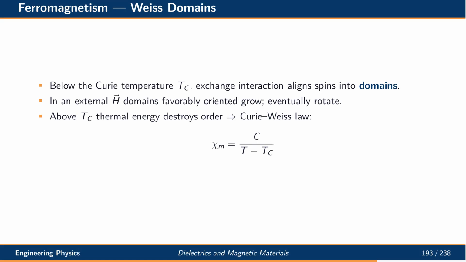below the Curie temperature. The exchange interaction in ferromagnets aligns electron spins into regions called domains. Within each domain, magnetization is uniform, but different domains point in different directions. When an external field is applied, favorably oriented domains grow at the expense of others, and eventually all domains rotate to align with the field. Above the Curie temperature, thermal energy destroys this order and the susceptibility.